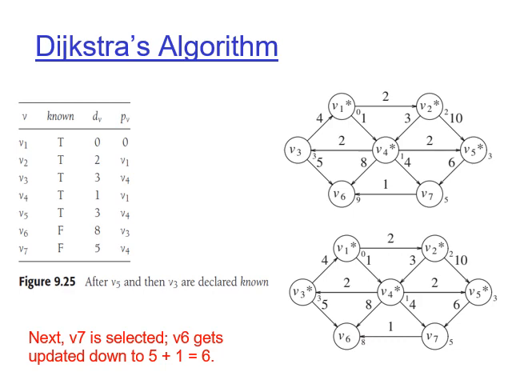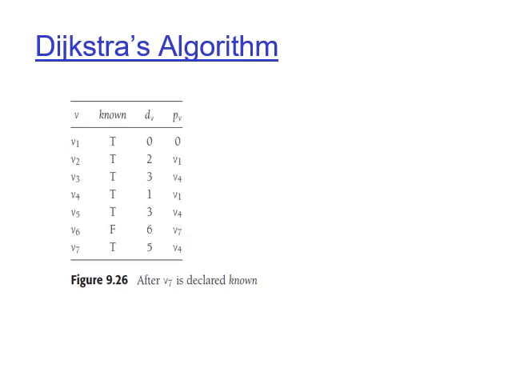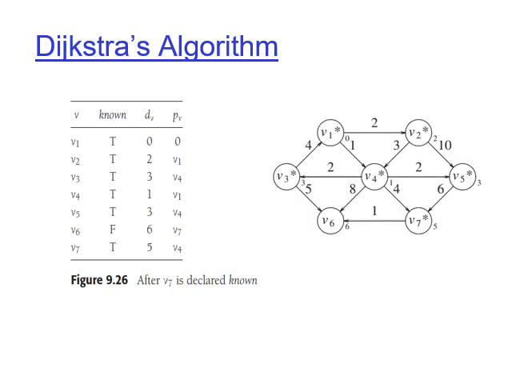Is 6 better than 8? Where 8 is the current estimate of the shortest path weight that I know from V1 to V6. Obviously, 6 is better than 8. So I should adjust the shortest path weight of V6. So you can see this is what we have done. After V7 is declared, this is the corresponding graph, right?